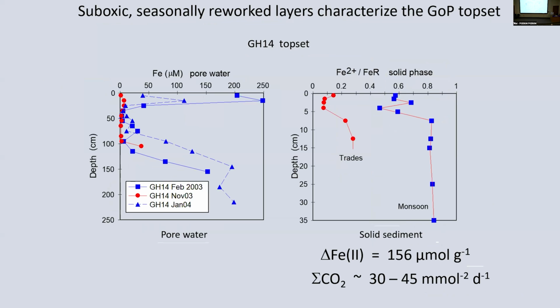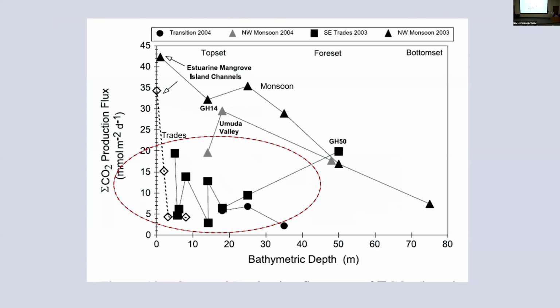Now, too many slides there, but that's the same thing as I was showing you on the Amazon. I was just trying to show you the same kind of phenomena characterize the system. You disturb it, it grows back, unsteady patterns. Now, also in general, the CO2 production that you see in the seabed during the trades is much lower than it is during the monsoon.